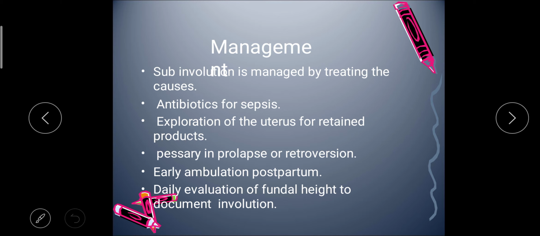Then pessary in the prolapse or retroversion, early ambulation during the postnatal period, and daily evaluation of the fundal height to document the involution. So with this we have studied today about puerperal pyrexia and sub-involution of the uterus. Thank you.